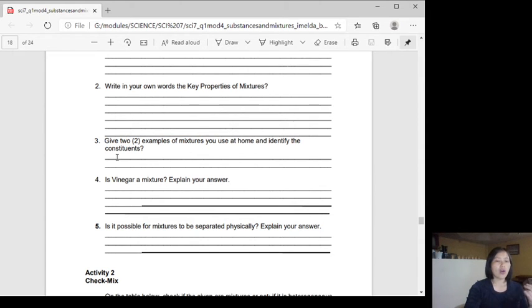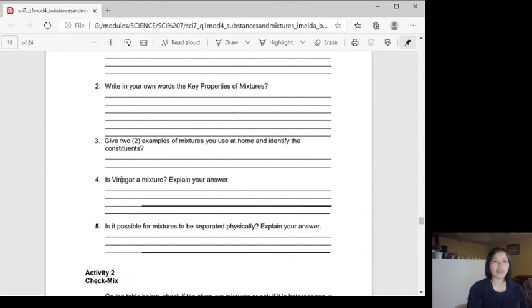When you cook, when you clean, when you do the laundry, what else? Anything that you use at home, any mixture that you use at home, you write them. Number 1, what is that mixture? And then you give the components. What is the solute? And then what is the solvent? What are the ingredients? What makes up that mixture that you use? You're going to write them. Then number 2, or letter A, and then you have letter B because you're going to give 2 examples.